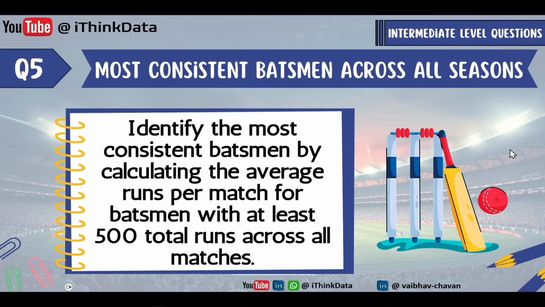In intermediate level questions, the fifth one is the most consistent batsman across all the seasons. Question 5 is: identify the most consistent batsman by calculating the average runs per match for batsmen with at least 500 runs across all the matches.